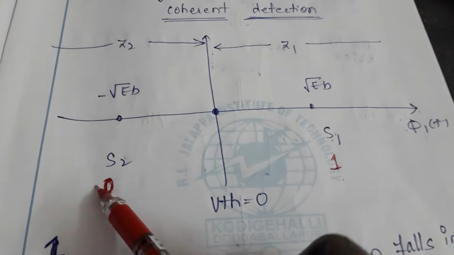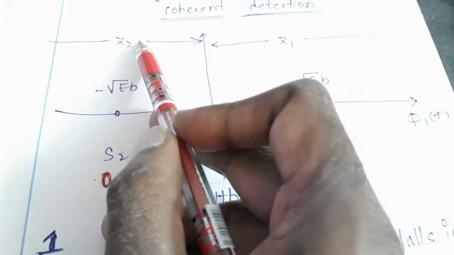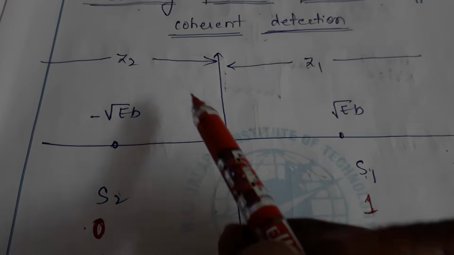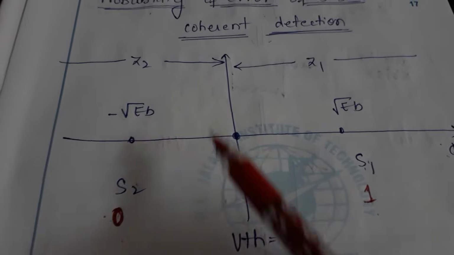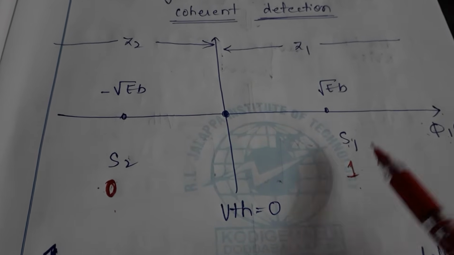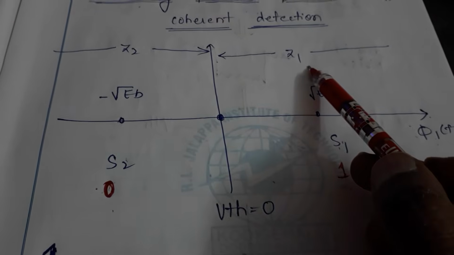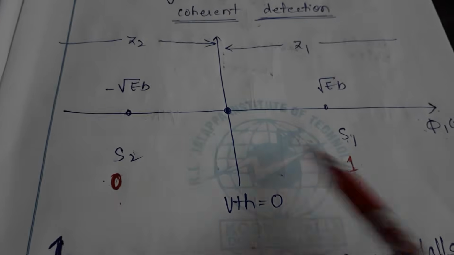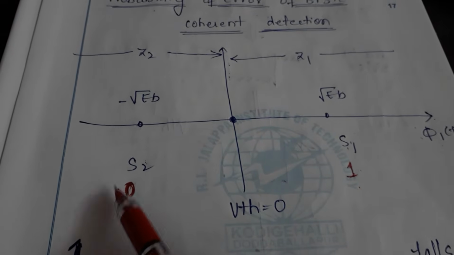If 1 becomes 0, I am in the region Z2. Suppose I have sent 0 and 0 becomes 1 due to the noise, then I am in the region Z1, and it indicates that an error has occurred. So 0 becoming 1, or 1 becoming 0, means an error has occurred.